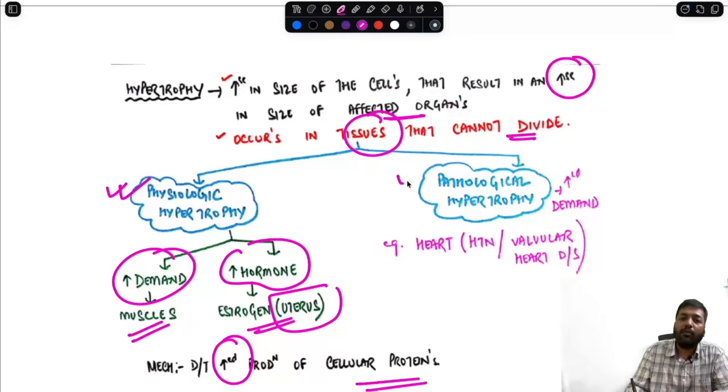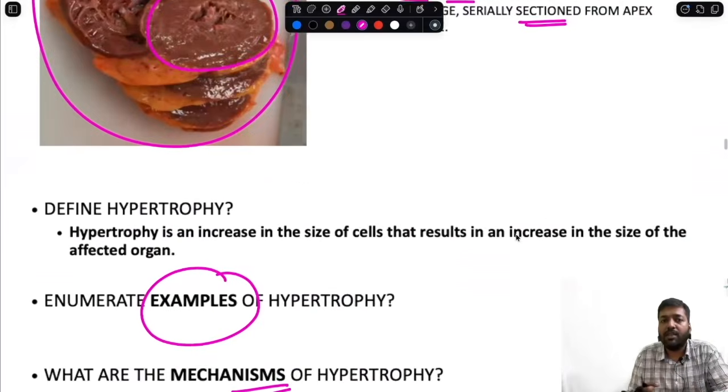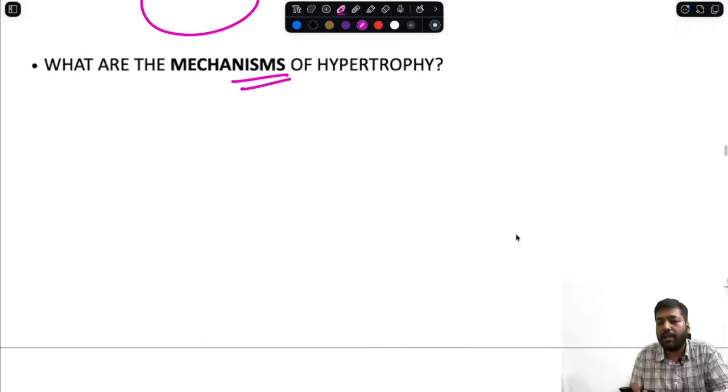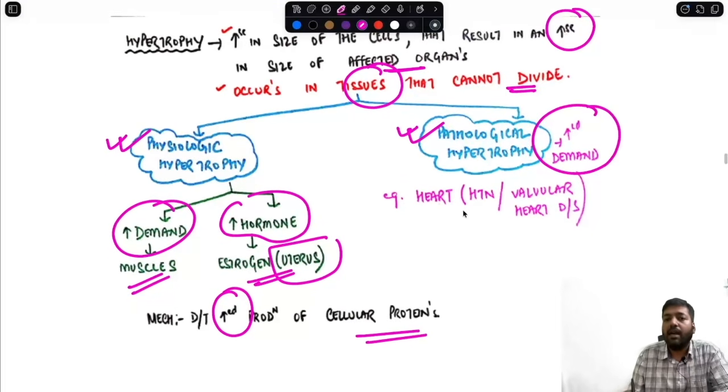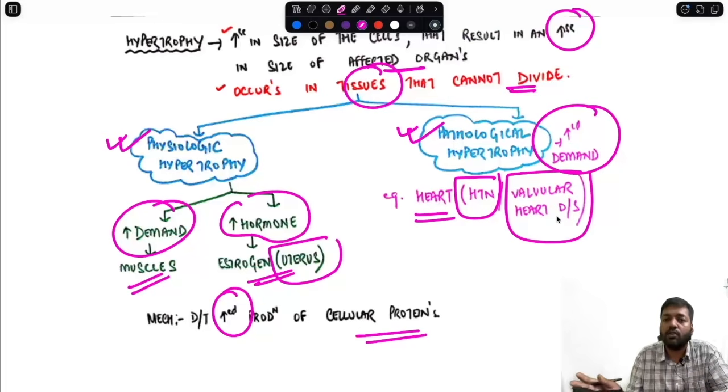Another type of hypertrophy is pathologic hypertrophy, which we have seen over here. That is a case of left ventricular hypertrophy, which occurs usually because of increased demand, for example the heart secondary to hypertension or secondary to a valvular heart disease. We have just seen rheumatic heart disease. We have seen that in a case of chronic rheumatic heart disease, there was mitral stenosis leading to left ventricular hypertrophy also. So the mechanism of physiological hypertrophy we have seen is increased production of cellular proteins.